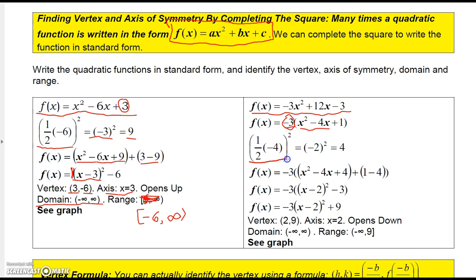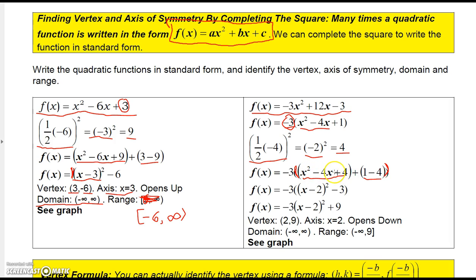So take half of negative 4 and get negative 2. Square it, you get 4. So I need to add 4 to x squared minus 4x. So I have x squared minus 4x, and I'm going to add 4. Now notice I'm keeping the negative 3 outside of all of this. Okay. Now, I still have the 1 on the inside. So remember, if I added 4 here, I've got to take away 4 here. So I take away the 4. See, really the 4's cancel each other out, but I'm using them to write it in a particular form.